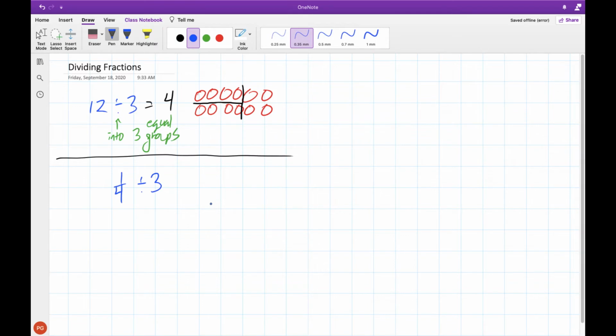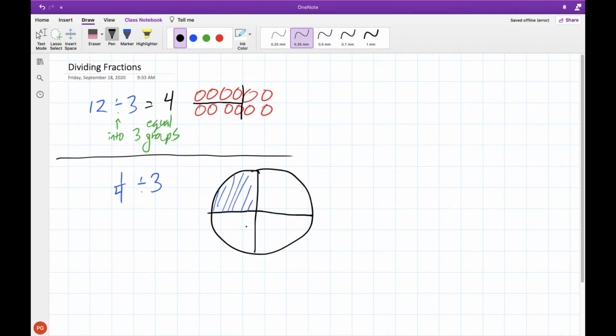But what does it mean if we take a fraction and divide it by a number like 3? Well, it's the same idea. We're trying to take this 1/4 and split it into 3 equal groups. And we can do that using a picture. So if this is our picture for 1/4, we've got 4 pieces and we've colored in one of them. What we want to do is split up this piece into 3 equal groups. And then we can ask, how big are each of these pieces, right? We want to know how big each of this group is. And that would be our answer.